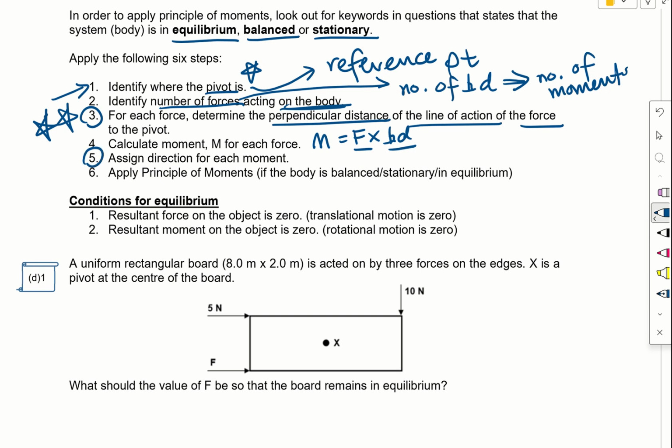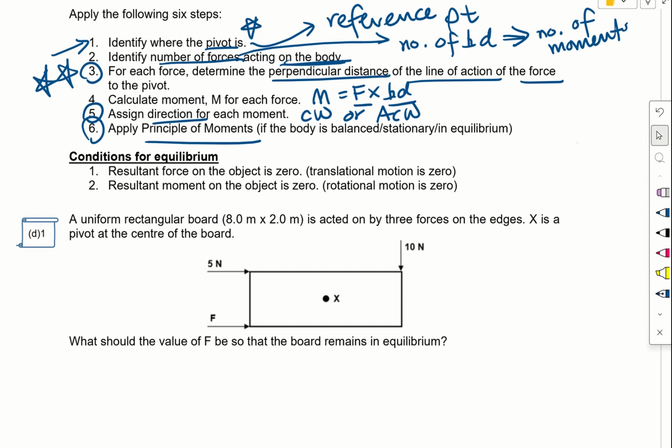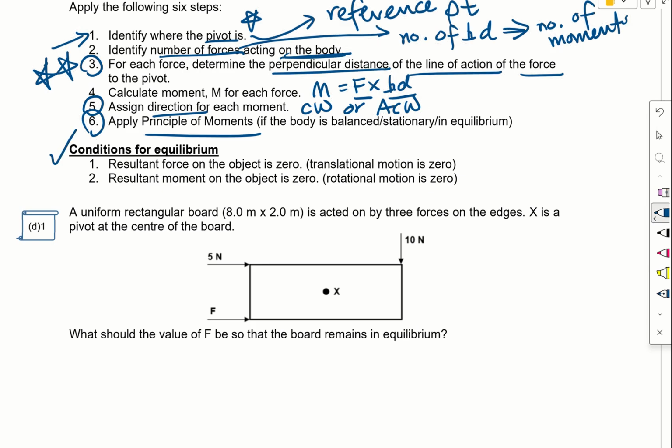Now, step 5, also quite easy. Assign direction for each moment. So it's either clockwise or anti-clockwise. Then step 6, if they mention that the body is balanced, stationary, or in equilibrium, then you're allowed to apply the principle of moments, which states that the sum of clockwise moments equals the sum of anti-clockwise moments about the same pivot. Now this is the condition for equilibrium, so you need to memorize it.